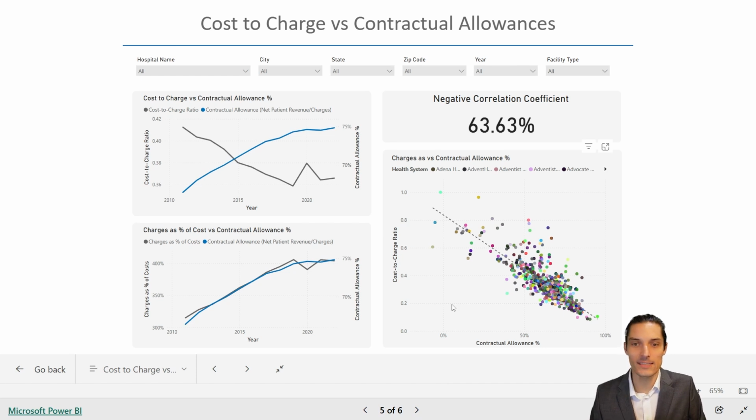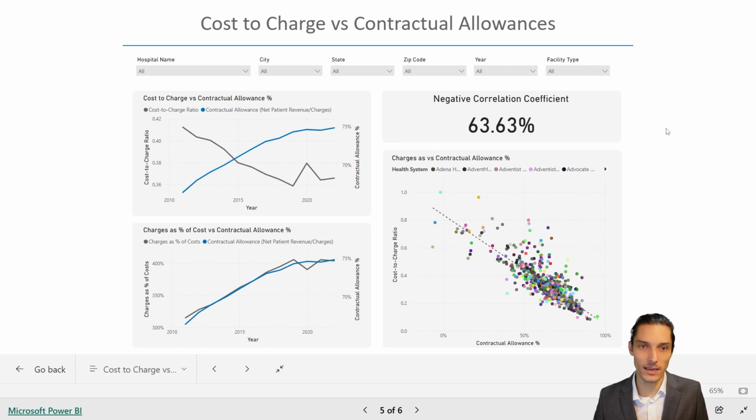One of the other things that I have tried to dig into is the relationship between cost to charges and contractual allowances. Now, cost to charges are essentially the total cost to total charge that the hospital has, versus the contractual allowance being the amount that is negotiated downward. And so I thought, well, if cost to charge ratios are increasing, what does that mean for contractual allowances? Is there a correlation here?